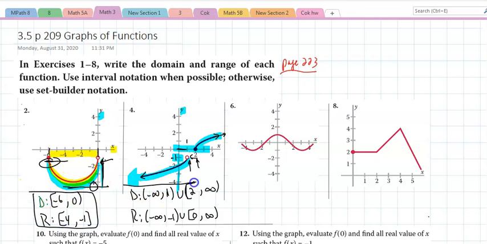If I look at number 6, again, those are arrows. If I look at the domain, basically if I take this path left to right, doesn't this run all the way to -infinity? And this is going to keep on running all the way to infinity. So the domain would be all real numbers. Anything will work. That's looking as far left and right this graph would run.